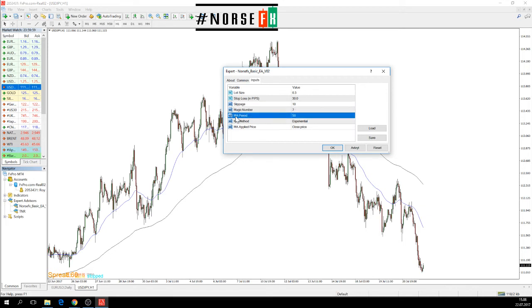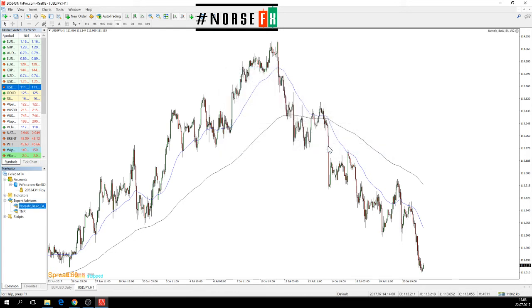Here you see the MA period, so this is the moving average, the EMA, that you want to trade. The default setting is 50 because it was developed for Brent and trading the exponential moving average 50. So you don't have to change these unless you want to trade the EMA 200. That's totally up to you and what you discover in the charts. So when all of this is set, you click OK.